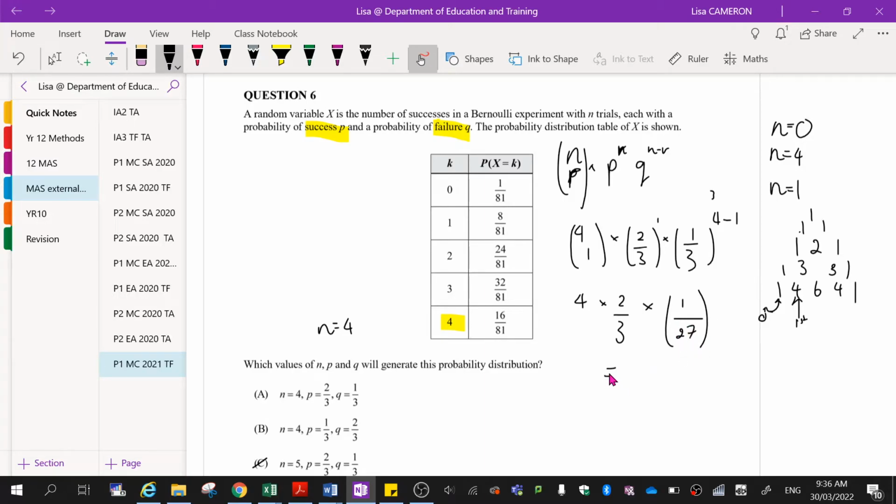Okay, so now we're going to simplify what we get and see if we can make a nice answer. So every number is actually a fraction over 1. So 4 times 2 makes 8, times 1 is still 8, over 1 times 3 is 3, 3 times 27 is going to be 81. Remember, if you don't know how to do that straight away in your head, write out a little sum. 3 times 7 is 21, 3 times 2 is 6, plus 2 makes 81. Okay, so that does match this one here, meaning that P is going to be 2 over 3 and Q is going to be 1/3. So A is your answer.